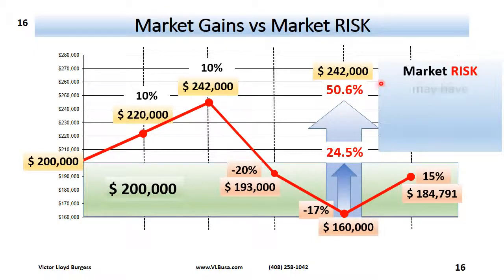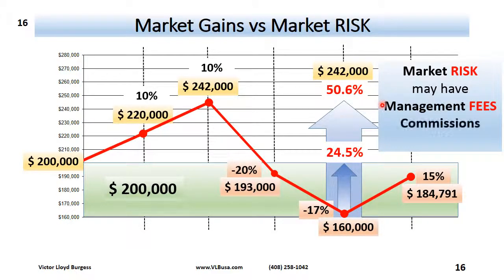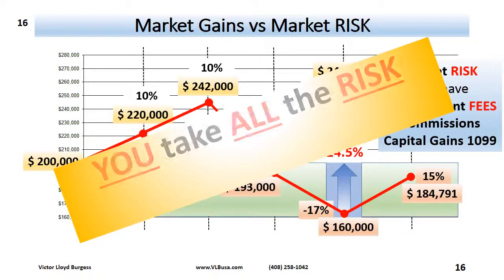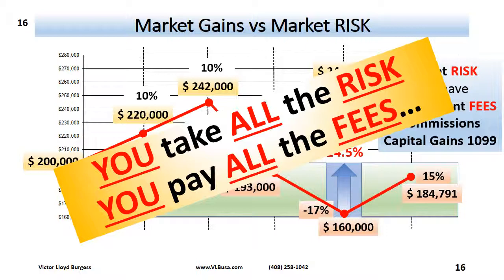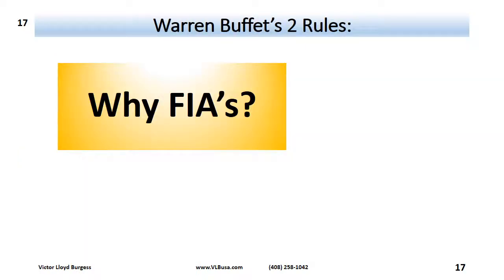You take all the market risk, and you may have management fees, commissions to pay, and capital gains on those 1099s every year if you're not in an IRA or 401k. You take all the risk. You pay all the... Now, why fixed indexed annuities?